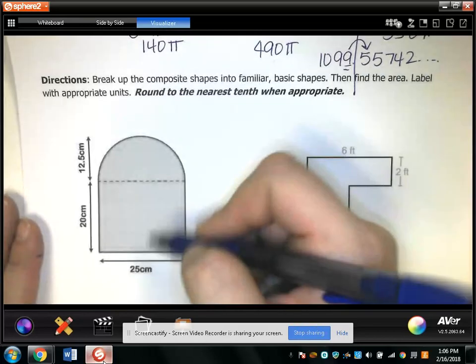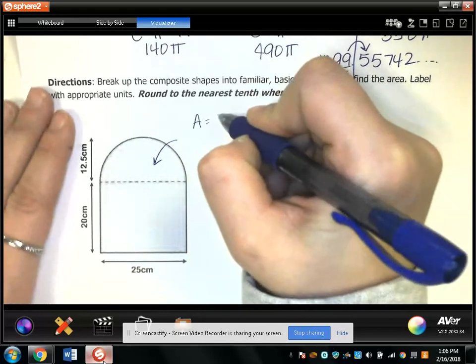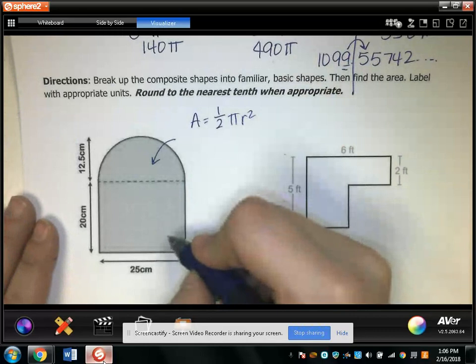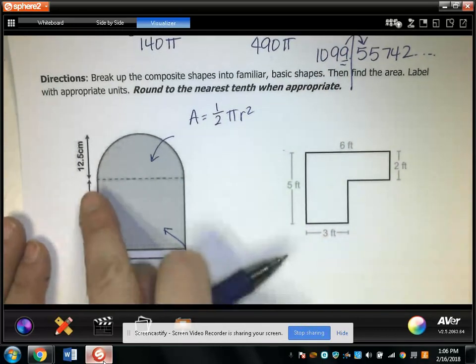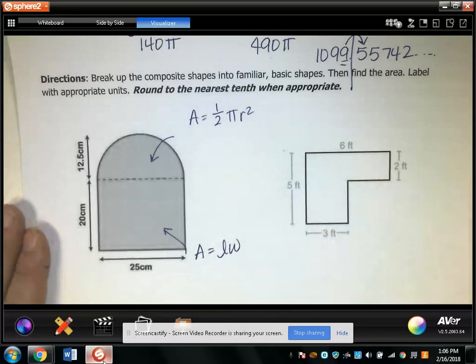So I see two familiar shapes here. I see a semicircle, and I know that to find the area of that, it's a half pi r squared. And I also see a rectangle. This is not a square. The sides are not the same. So to find the area of that, I'm going to do length times width.